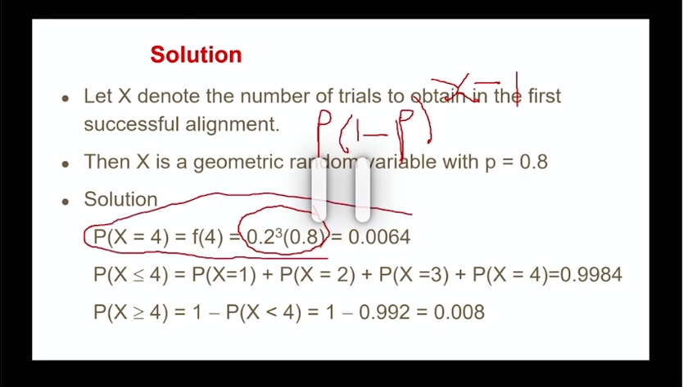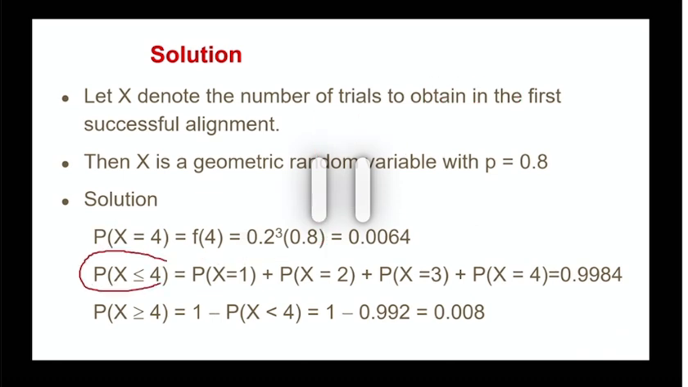Now, is there anyone who doesn't understand how they figured this out? That is exactly 4. When they say at most 4, it's going to be less than or equal to 4. Where does the support for geometric start from? It starts from 1. Don't forget, 1, 2.